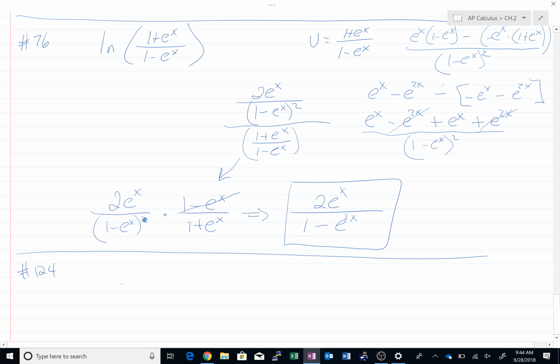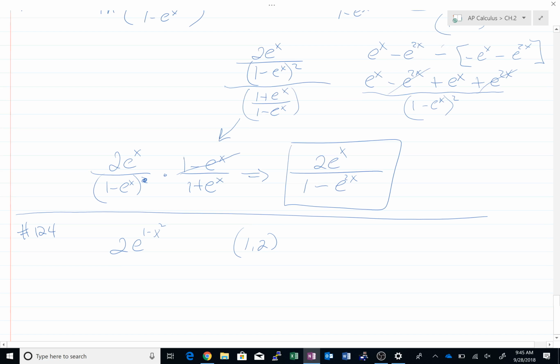All right, so the problem is 2e raised to the 1 minus 2x power. Or no, 1 minus x squared, sorry. That's some small print right there. And the point that they're giving you is 1 comma 2. So remember, the derivative at a point is the slope of the tangent line. Derivative at a point is the slope of the tangent line. So we need the derivative.